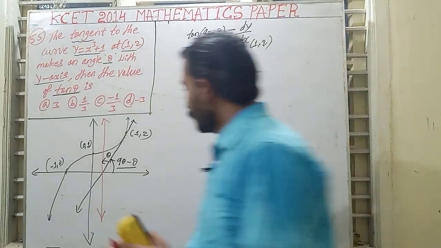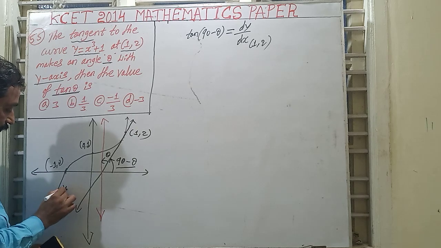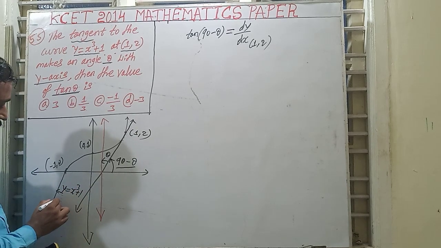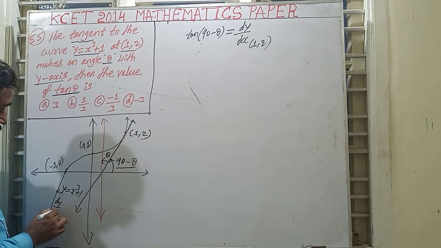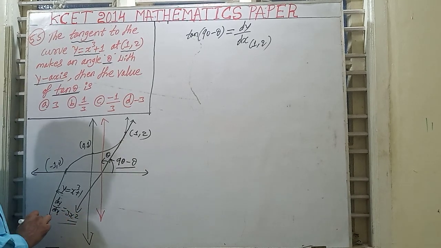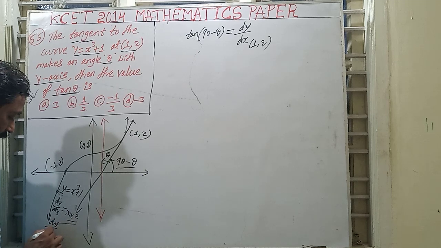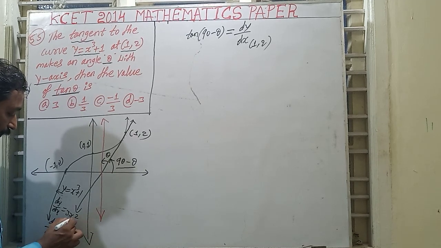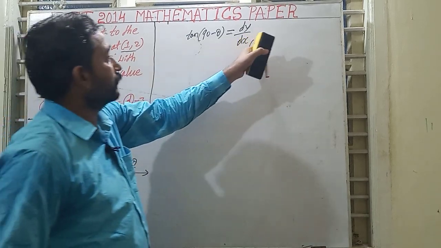So we have to find out dy by dx. The curve is y equals x cube plus 1. What is dy by dx? dy by dx is equal to 3x square, correct? At (1, 2), dy by dx means 1 square into 3. So dy by dx at (1, 2) is 3.